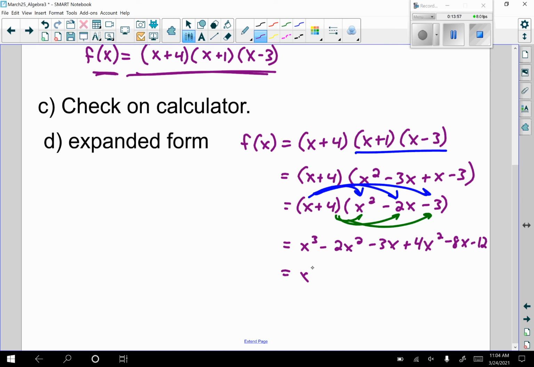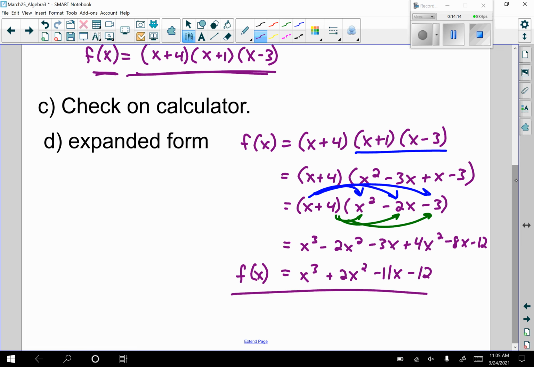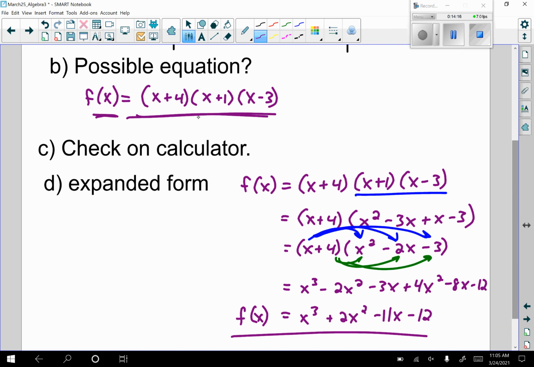Combine our like terms, so we just have the x cubed. We have a minus 2x squared plus 4x squared, so we'll get a plus 2x squared. Negative 3x minus 8x is minus 11x, and then a minus 12. So you could graph this, f of x is equal to this as well. And it should match what you're graphing here for part B.